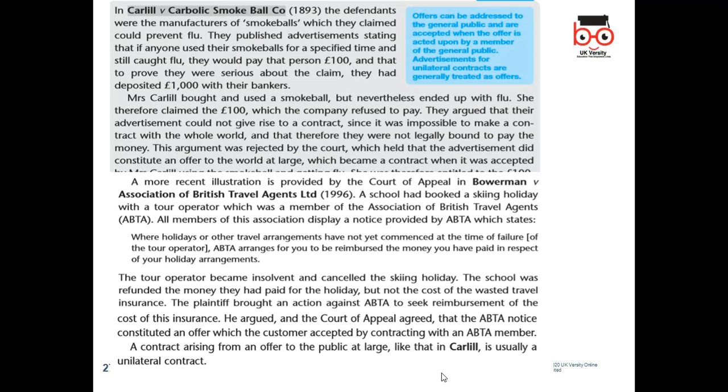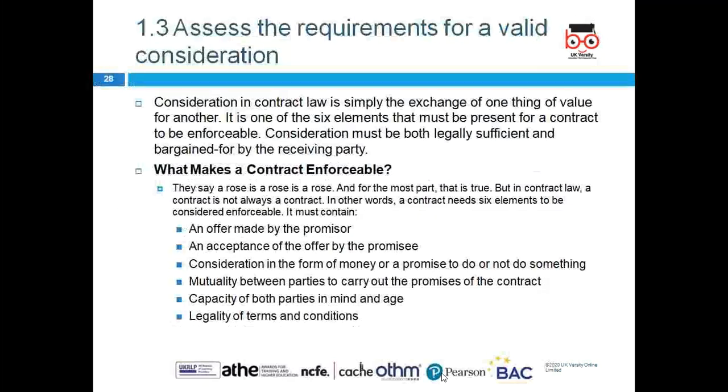So an offer to the public at large is like that, usually a unilateral contract. Please, we need to look around because it varies from scenario to scenario. Okay. Next we can look at 1.3.